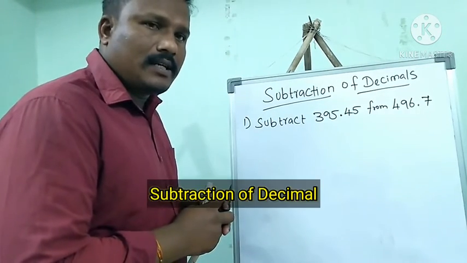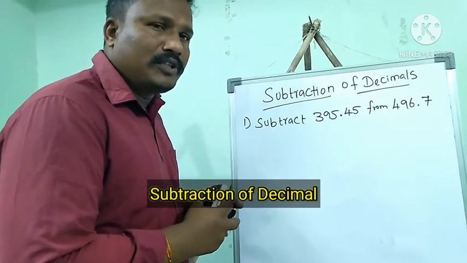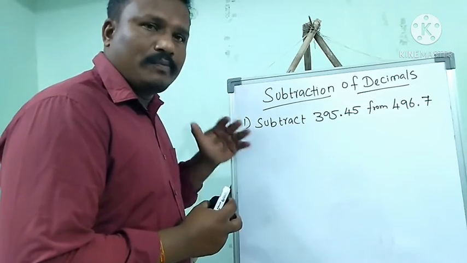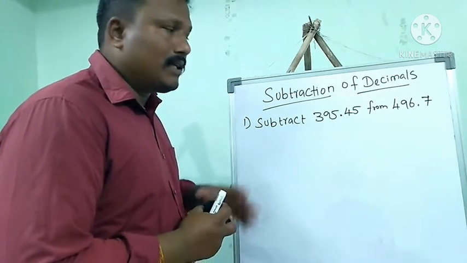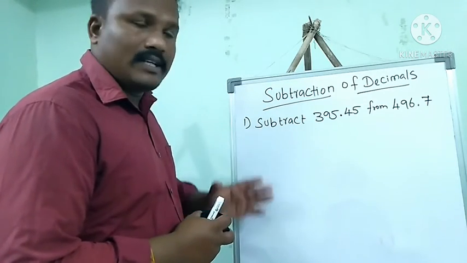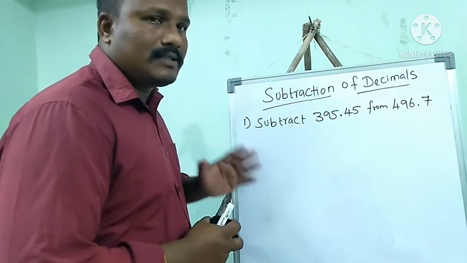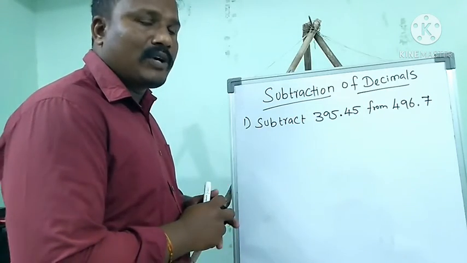Okay students, in this section we will discuss how to subtract decimal numbers. Previously you learned how to add decimals. Now you are going to learn how to subtract decimals. It's normal subtraction, the same as we have done, in decimal subtraction also. So let me see some examples, then you can understand.